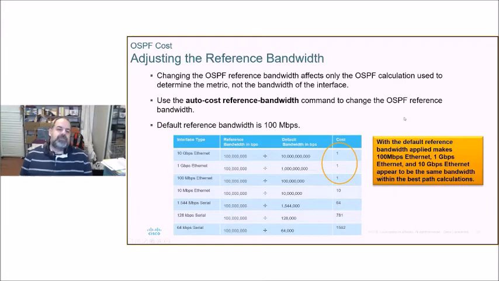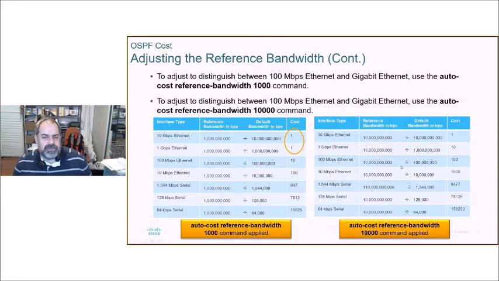Changing the OSPF reference bandwidth affects only the OSPF calculation used to determine the metric, not the bandwidth on the interface. The auto-cost reference-bandwidth command changes the OSPF reference, and of course the default is 100 megabits per second. You might want to speed that up. And so there's an example coming. If you use 10,000, it'll end up being just gigabit and 10 gig being equal as opposed to that.